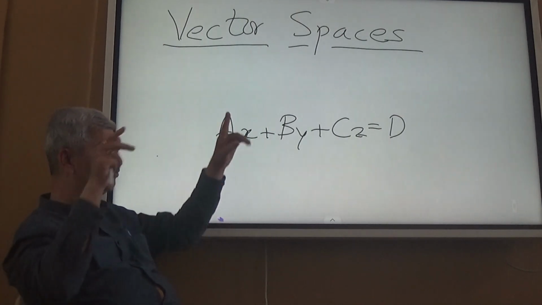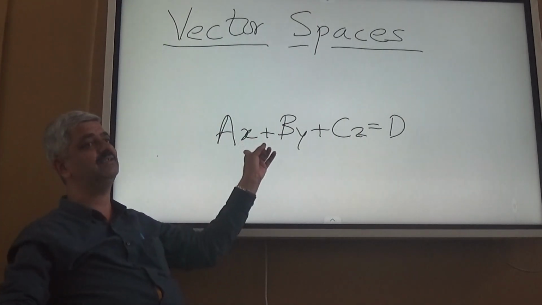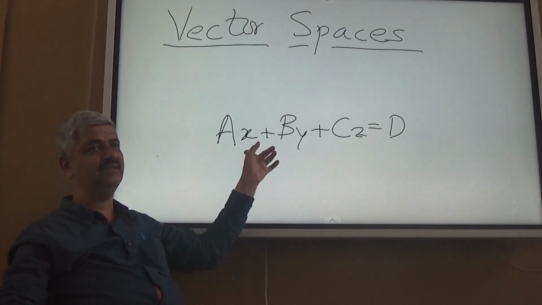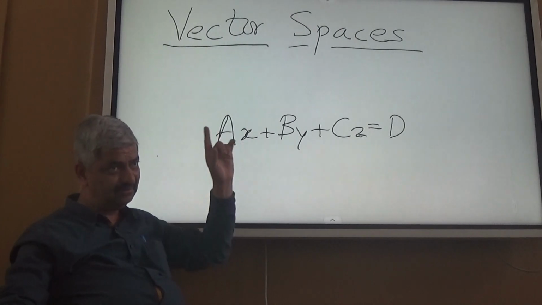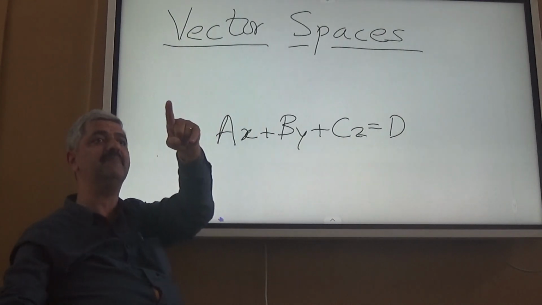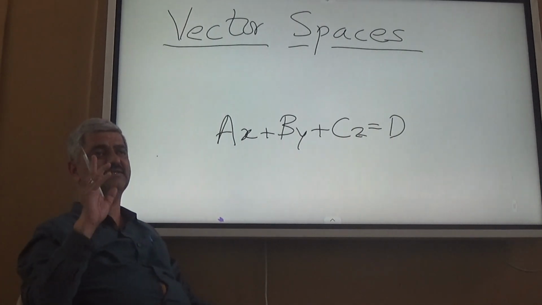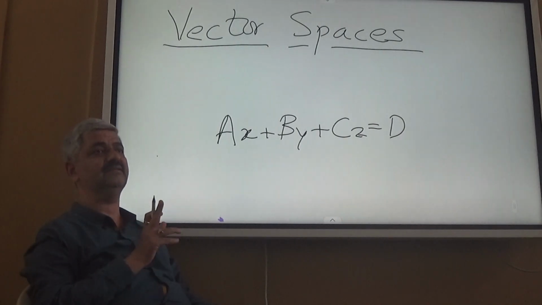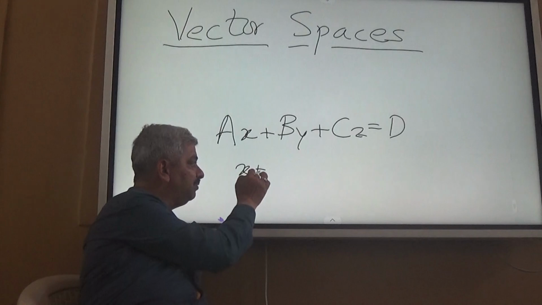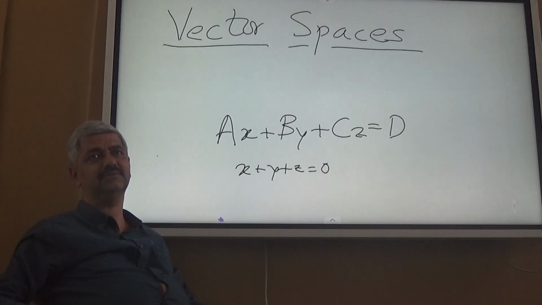So the entire volume is a 3-dimensional vector space. Of that, when I put one condition, any combination of x, y and z which fulfills this will be a plane. Is it clear? Any combination of x, y and z such that it fulfills this equation is a plane. If I make it simple, x plus y plus z is equal to 0. What kind of plane would it be? What plane can you visualize?